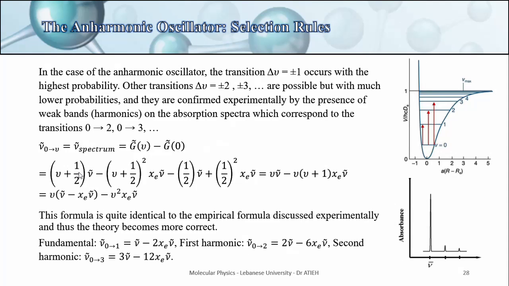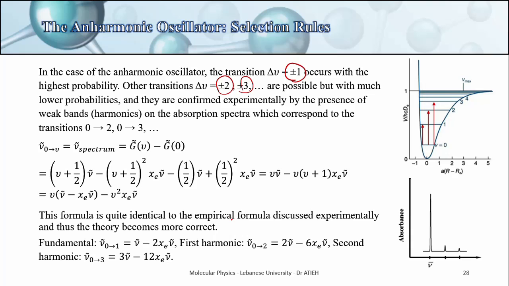So in the case of an anharmonic oscillator, we have said that other transitions, delta nu equals plus or minus 2, plus or minus 3, etc., are possible in addition to the transition plus or minus 1. All of them are possible. But the difference is that plus or minus 1 has the highest probability, while plus or minus 2, plus or minus 3 have lower probabilities. And how are they confirmed? They are confirmed with experiments. From our experiment, we have seen the harmonics. They are called the harmonics, which are transitions with selection rule delta nu equals plus or minus 2, delta nu equals plus or minus 3, etc.